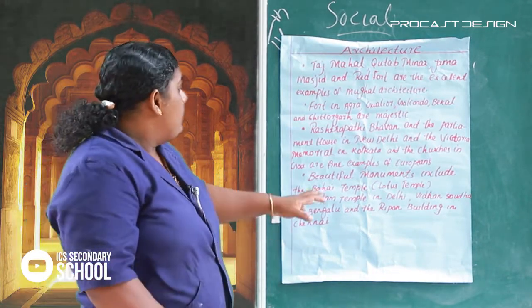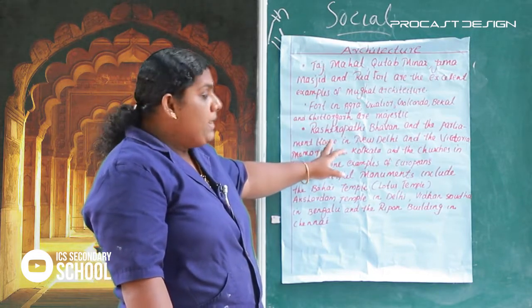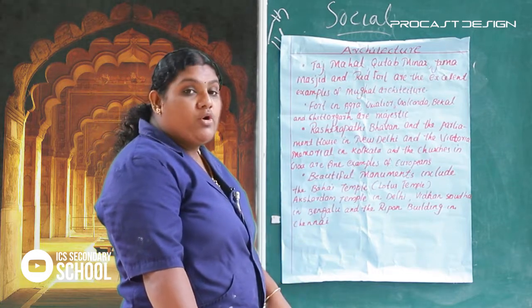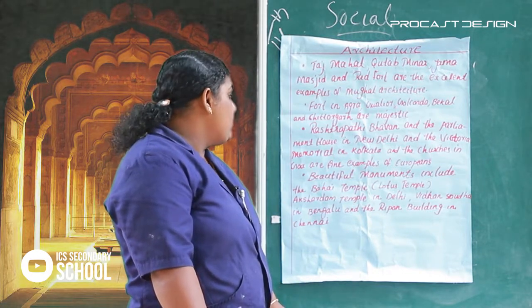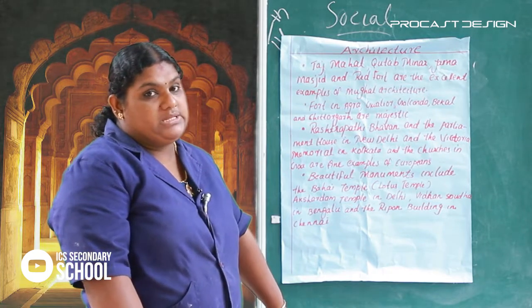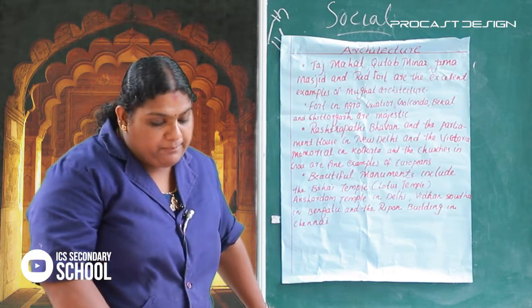Okay. So, Rashtrapati Bhavan, Parliament House in New Delhi, the Victoria Memorial in Kolkata and the churches in Goa are fine examples of the Europeans, that is the British and Portuguese. Okay.